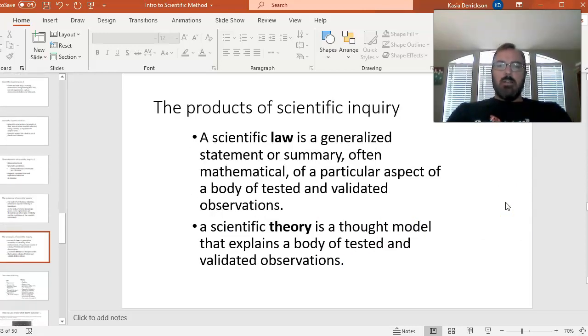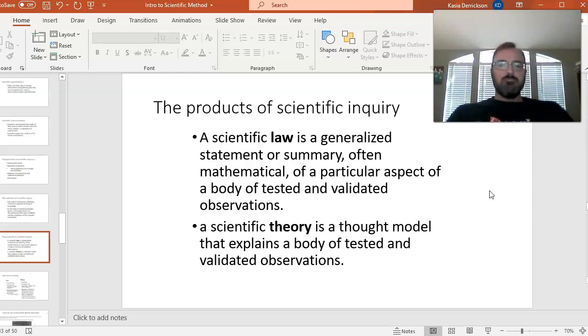Very important. You need to get these two terms down. And I have a simple one-word definition for each of them. A law. When you see law, I want you to think a summary. It's a generalized statement which is summarizing a bunch of data. It's often mathematical, right? So it's not going to seem as a verbal summary sometimes because it'll be a formula, but it's just a summary.